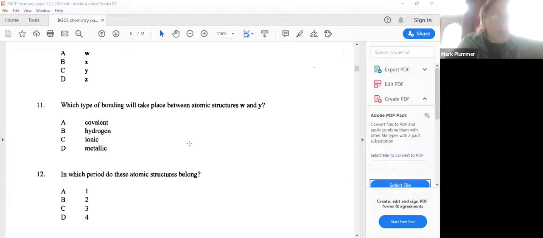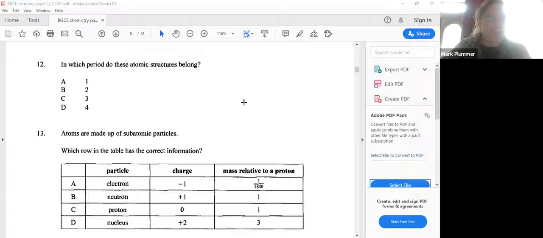Okay, in which period do these atomic structures belong? They're not talking about groups, they're asking you which period they belong to. The answer to number 12 is B, because helium is in period 1. All right. Number 13. Atoms are made of subatomic particles. They most certainly are. Which row has the correct information?